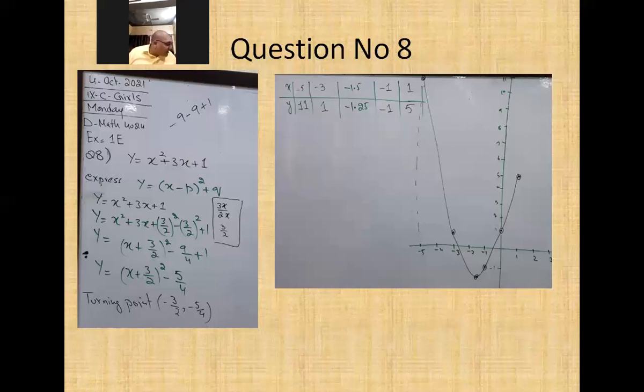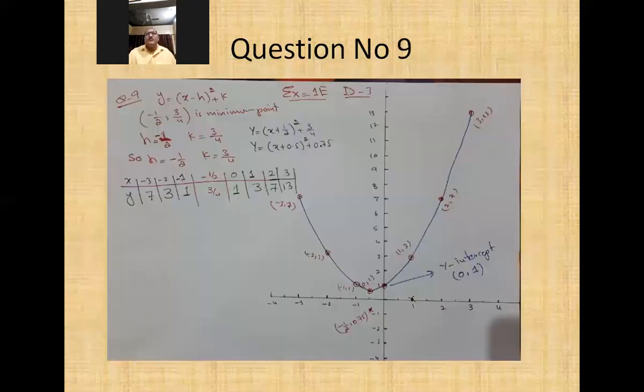Hopefully you have understood. So let's move to the next question. Okay, so my dear students, this is now question number 9 of the exercise 1E, and it is an advanced level question. Let me read the question from the book, and it says, the graph of y equals bracket x minus h bracket close whole square plus k has a minimum point at minus 1 by 2 comma 3 by 4. State the value of h and of k.